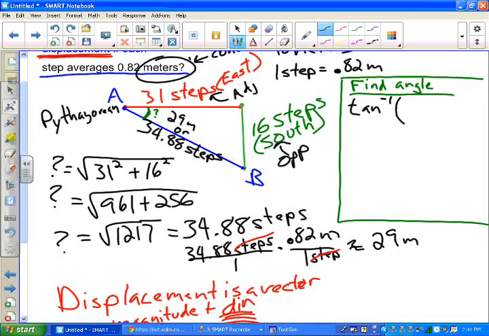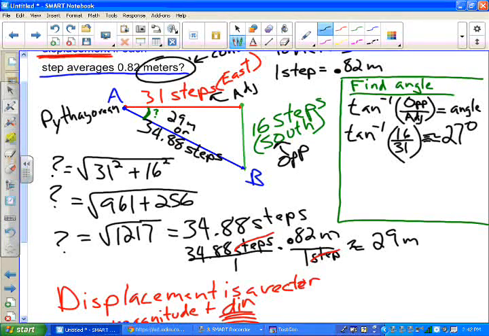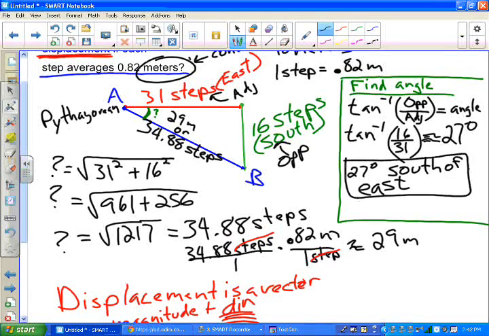Tangent is opposite over adjacent, so if I take the inverse tangent of the opposite over the adjacent, that will give me the angle. So I take the inverse tangent of 16 over 31. If your calculator's in degree mode, it spits out 27 degrees. Now remember, we're sweeping 27 degrees south of due east. So we could write that as 27 degrees south of east. Remember that 29 meters is our magnitude, and the direction is going to be 27 degrees south of east.